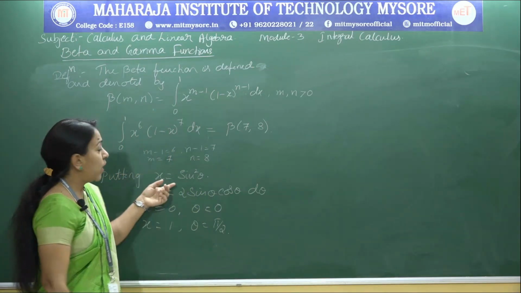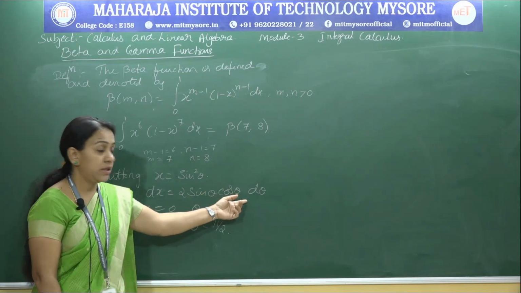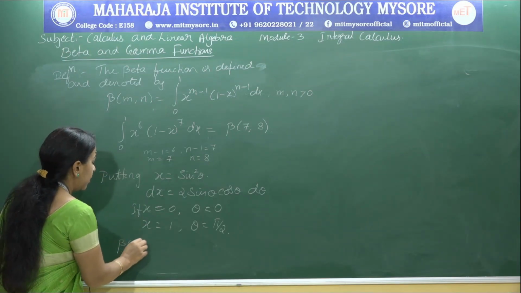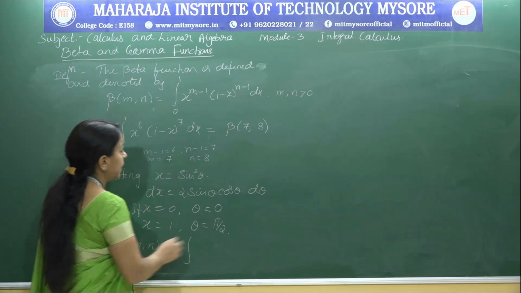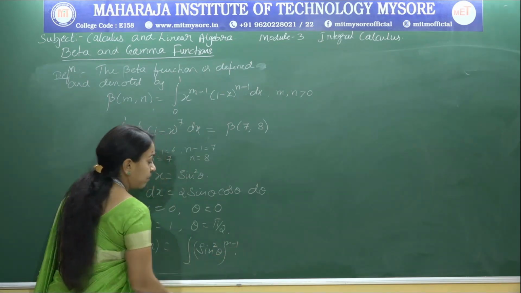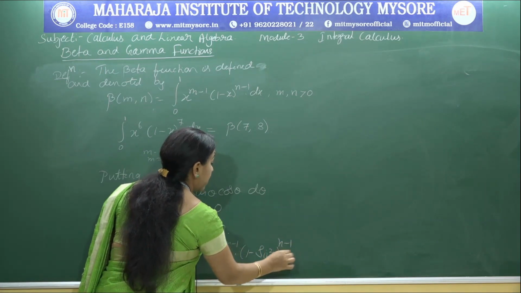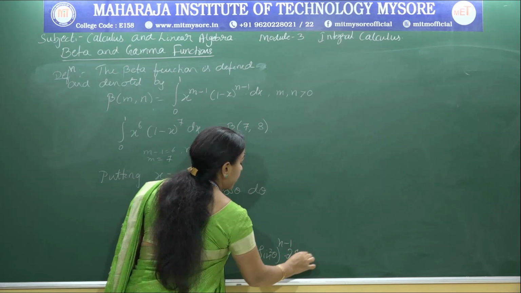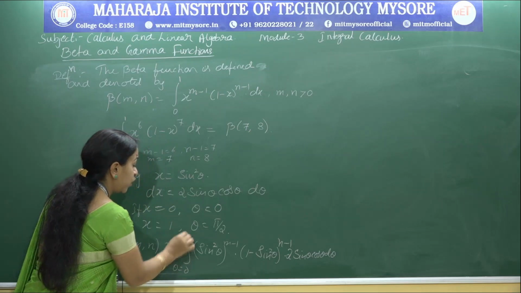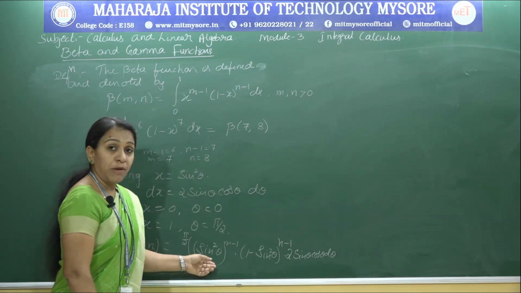Now, replace wherever you have x by sine square theta and replace your dx by 2 cos theta sin theta d theta, and of course we have to change the limits also. So, beta m comma n can be rewritten as the integral of sine square theta whole to the power of m minus 1 into 1 minus sine square theta whole to the power of n minus 1 into 2 sine theta cos theta d theta, where theta varies from 0 to pi by 2. That is the limit of theta. So, I can simplify this, right?